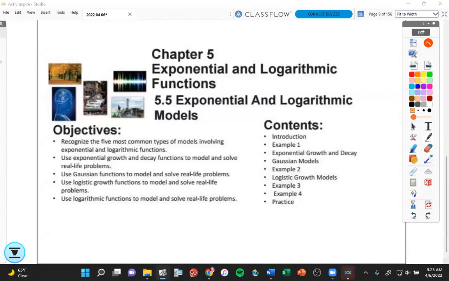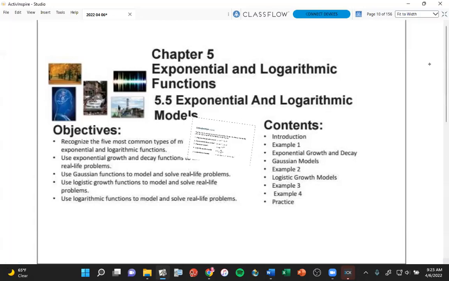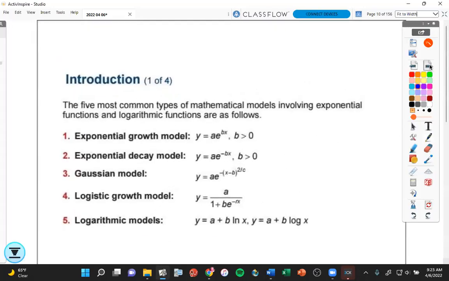So objectives: recognize the 5 most common types of modeling involving exponential and logarithmic functions. Use exponential growth and decay functions. Use Gaussian functions to model real-life problems. Use logistic growth functions to model and solve real-life problems. Use logarithmic functions to model and solve real-life problems. So word problems, formulas, here are the 5 formulas.